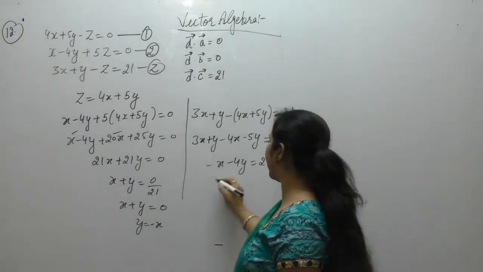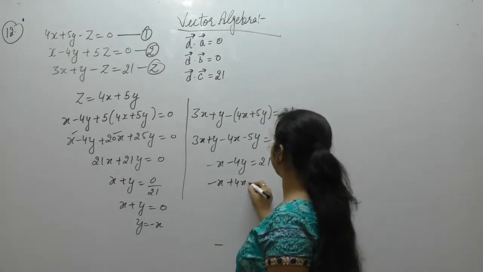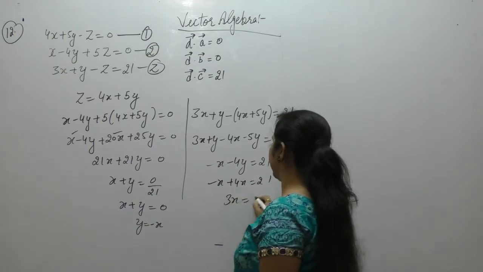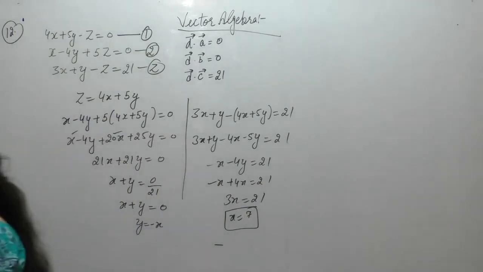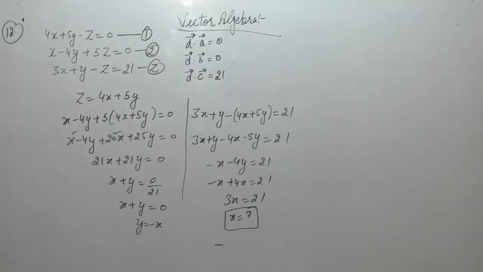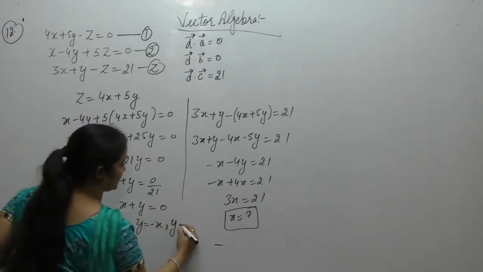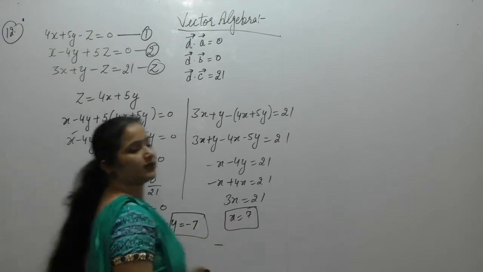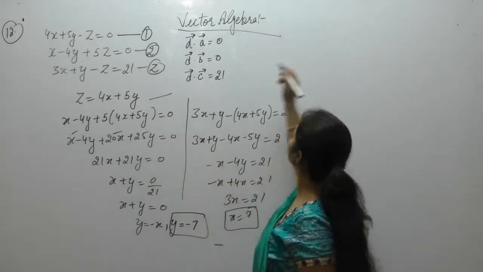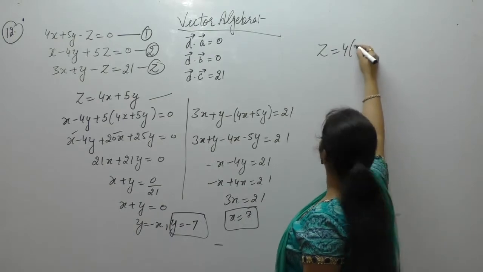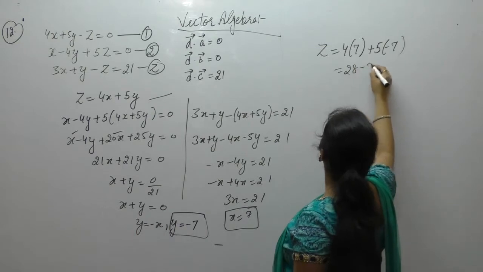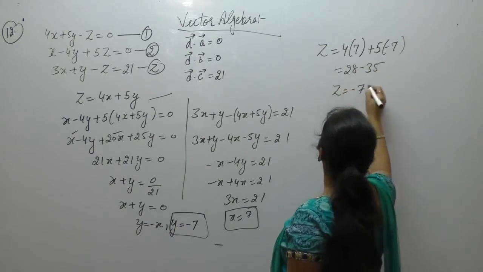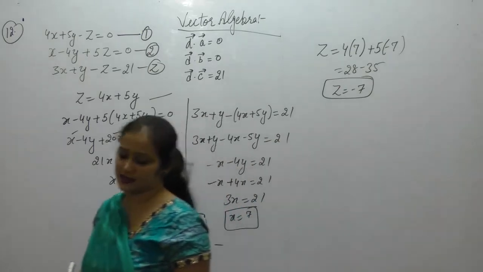Put the value of y here. 3x is 21, so we get the value of x as 7. X is 7. Y is equals to minus 7. Put the value of x and y here. Z is equals to 4 into 7 plus 5 into minus 7. 28 minus 35. So value of z is minus 7.